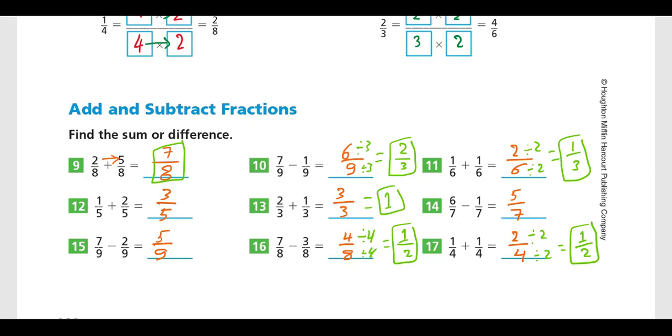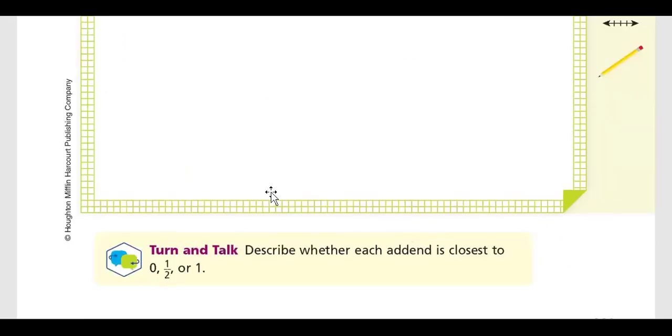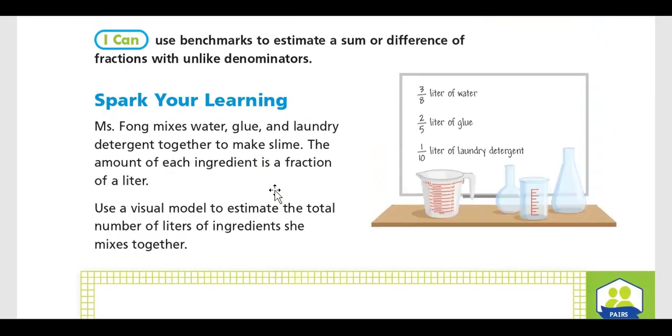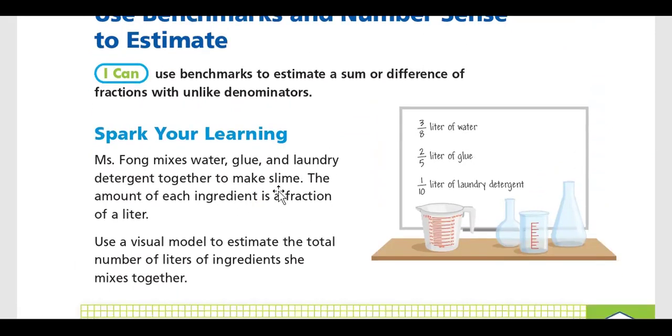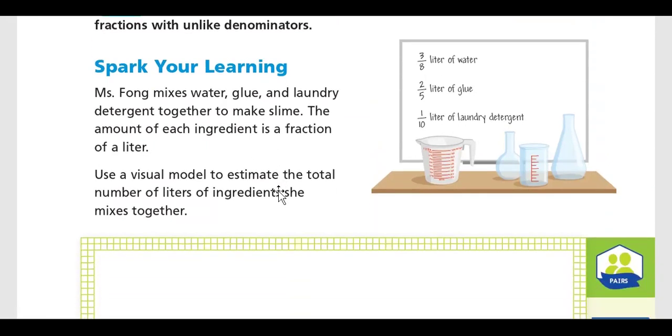So this is the first part. Now we're ready to solve our lesson. Use benchmarks and number sense to estimate. Here, as you see, Miss Fong mixed water, glue, and laundry detergent together to make slime. The amount of each ingredient is a fraction of a liter. Use a visual model to estimate the total number of liters of ingredients she makes together.